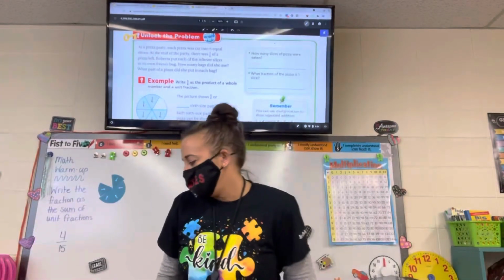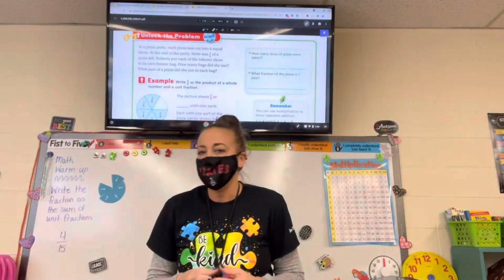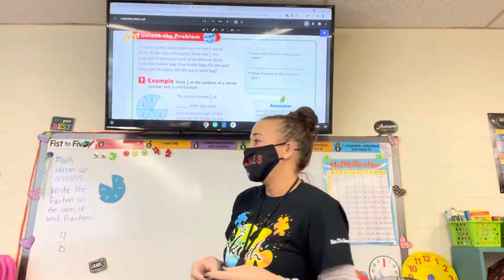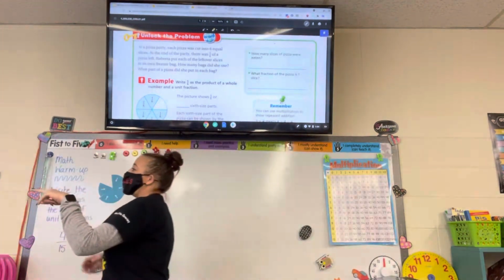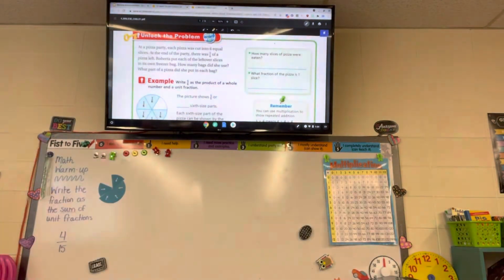Okay, we are starting chapter 8 today. We're doing multiples of unit fractions. On the objectives today, I made a mistake and did not write unit fractions, but that's okay.